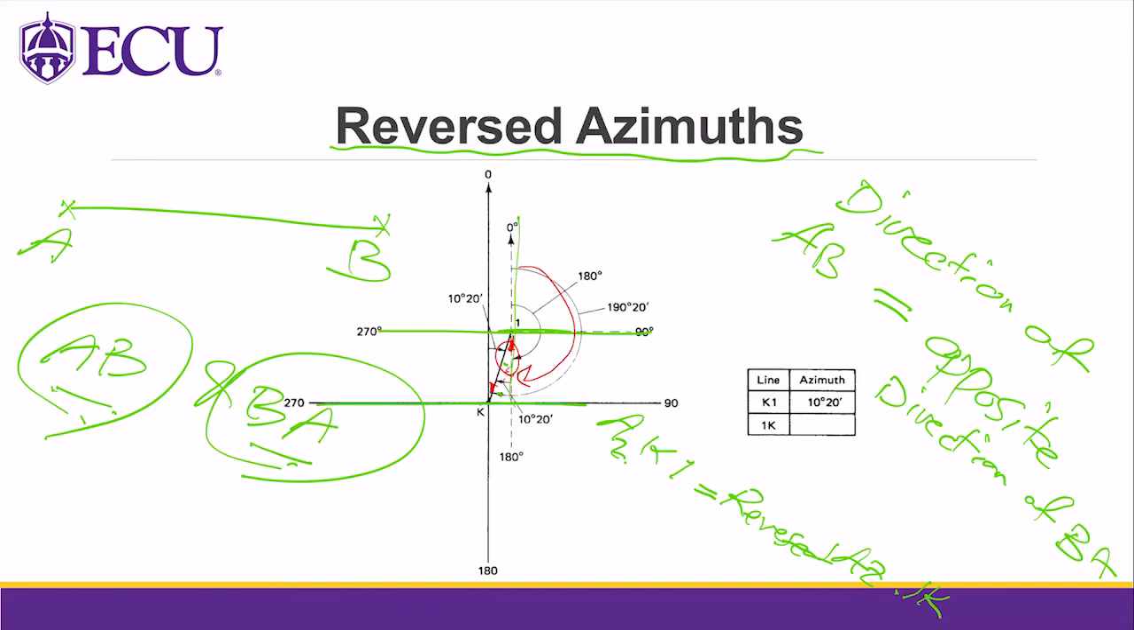So I need to just add 180. It is less than 180. It's going to be 190 degrees 21 minutes. So the reverse of K1 is 1K, and the reverse of 1K is K1. And now you can also calculate the reverse of 1K. Greater than 180, you subtract it, that gives you the answer.